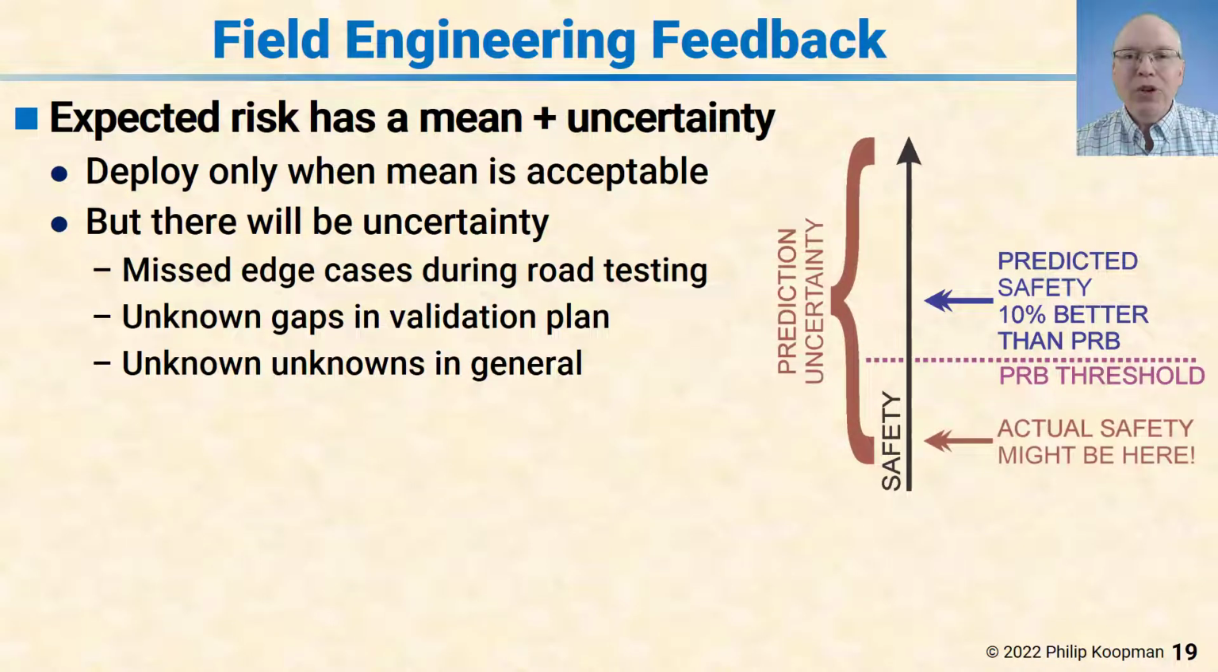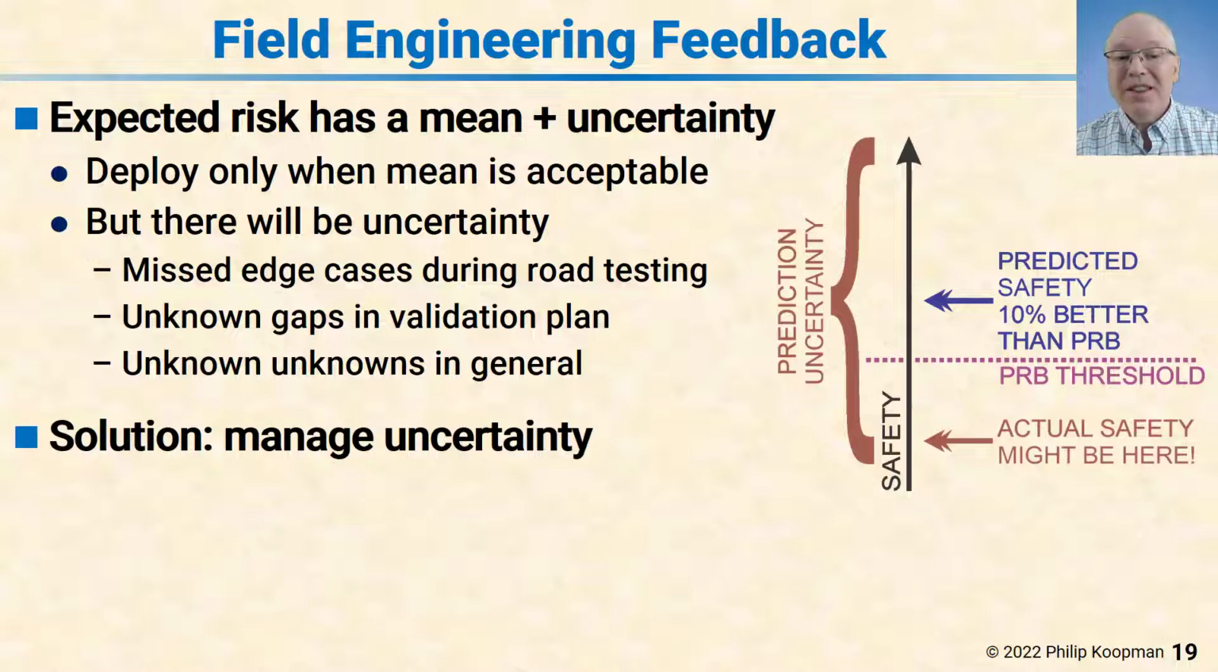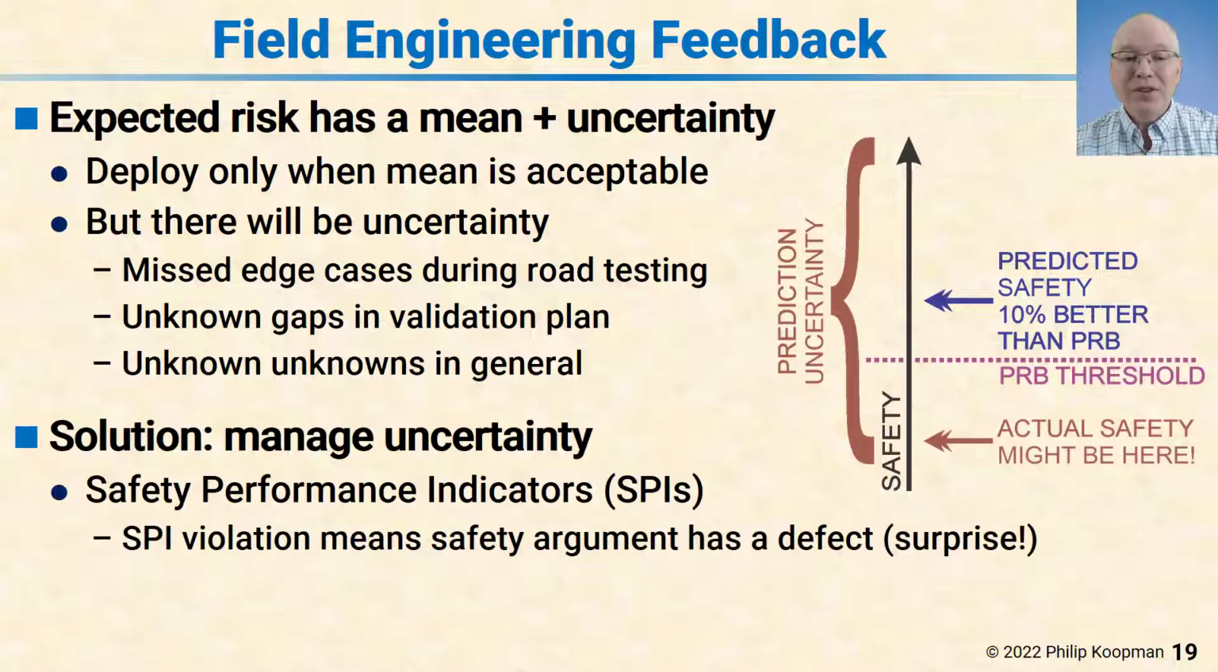You could be deploying at much worse than a person, even though your expectation is better than a person because of the uncertainty. So to deploy, you not only need to be better than a person, but you need to have reduced the uncertainty so that there's a low probability that the uncertainty crosses down below the positive risk balance threshold, or else you could be unwittingly deploying a car that's more dangerous than people. So the solution is you have to do something about uncertainty.